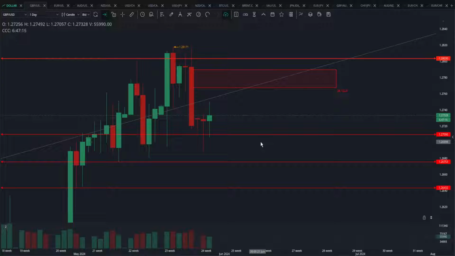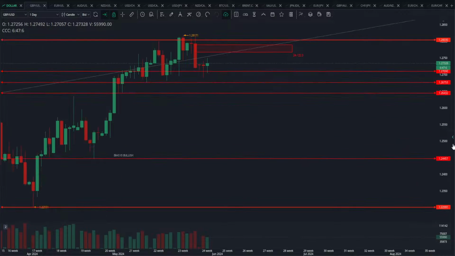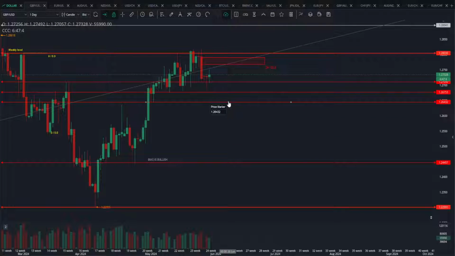So yes, there is a potential of selling orders coming in at around the 1.2767 area with the targets of 1.2643 and even lower, but I'm just targeting this fine area here.